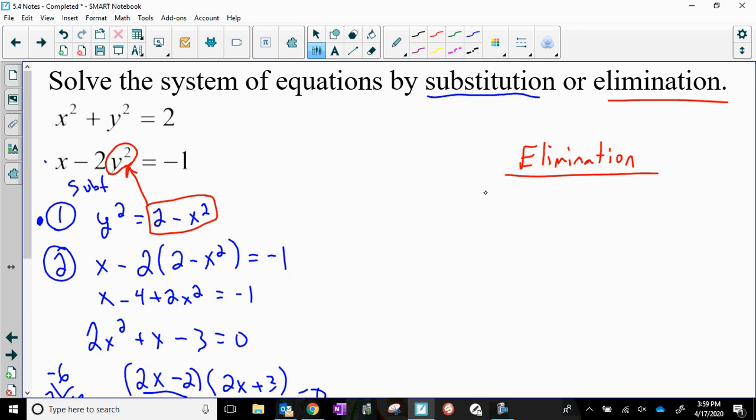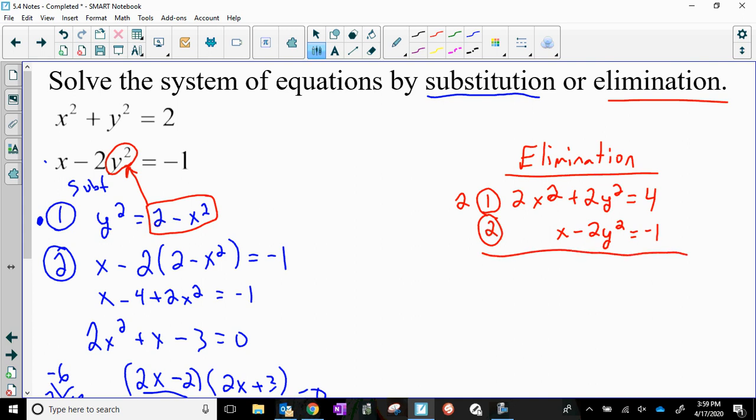So elimination method, what I'm trying to do is find something that I can just get rid of by adding. Well, if I times the top one by 2, I should be able to get rid of these y squareds. Now, the one little warning I have on doing the elimination method here is do not add unlike terms. So do not add the x squared term and the x together. They are unlike. They're separate terms.